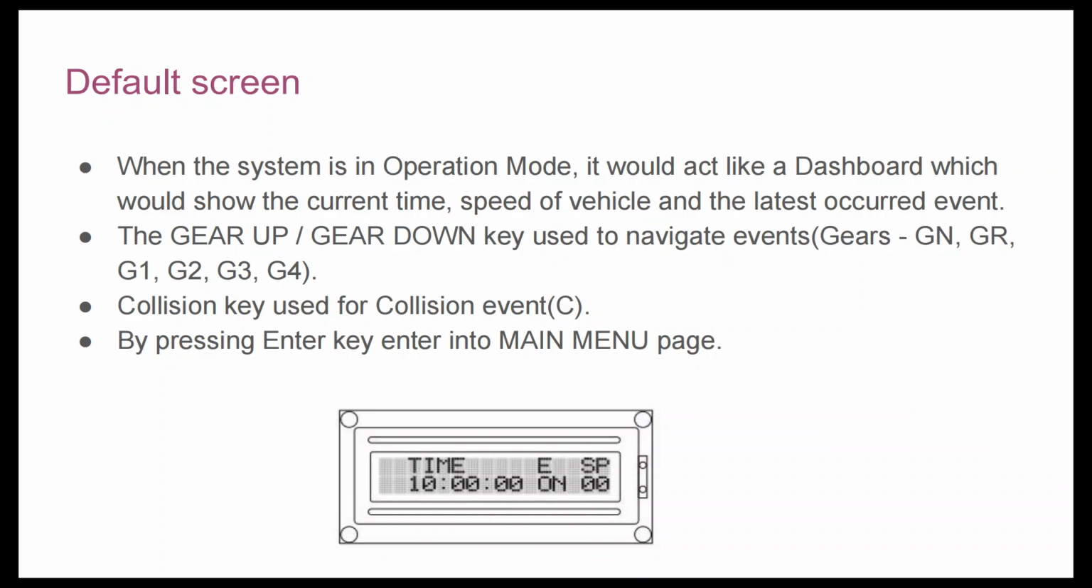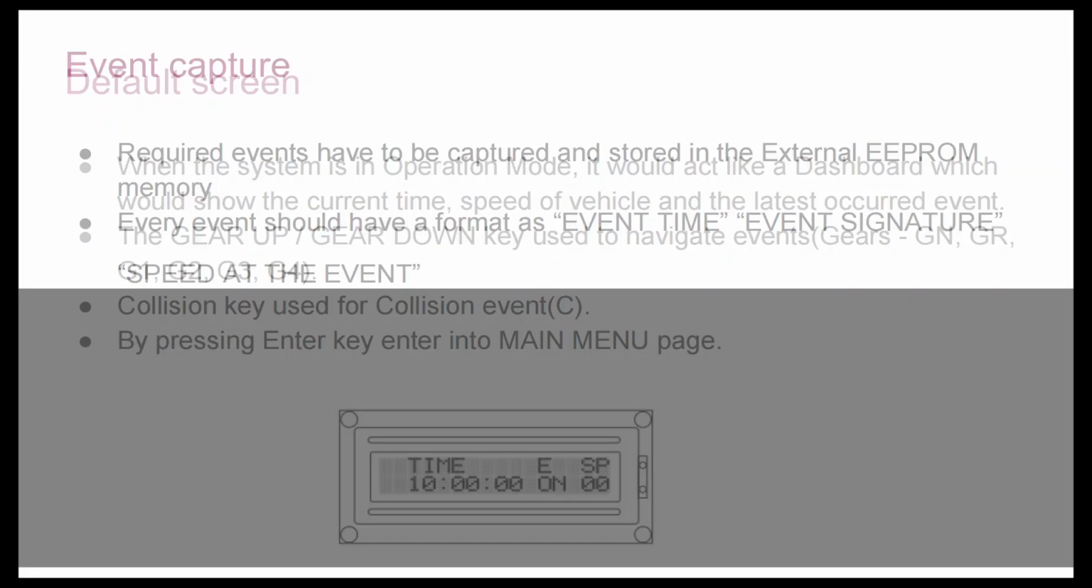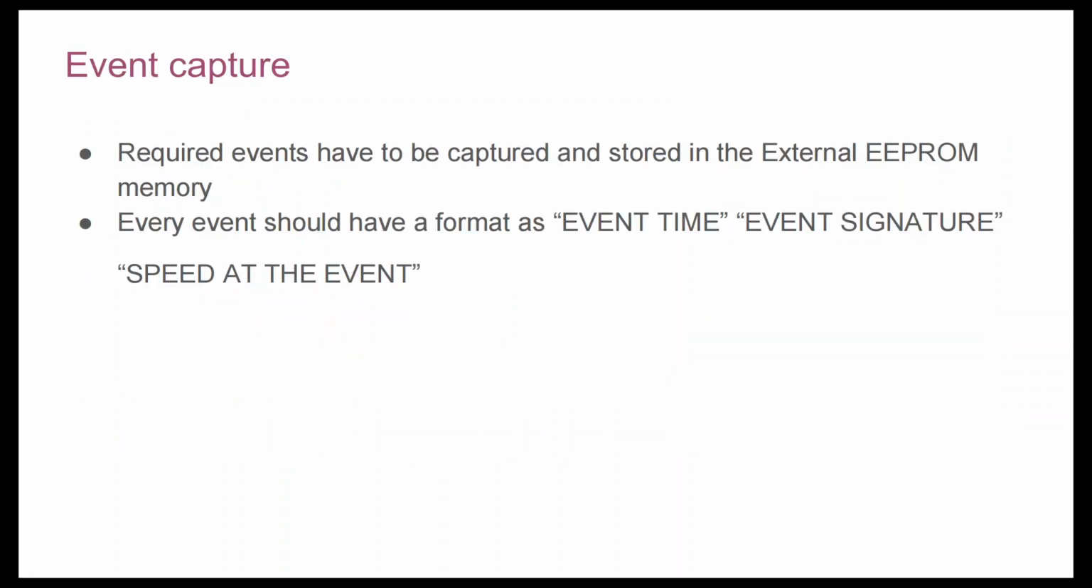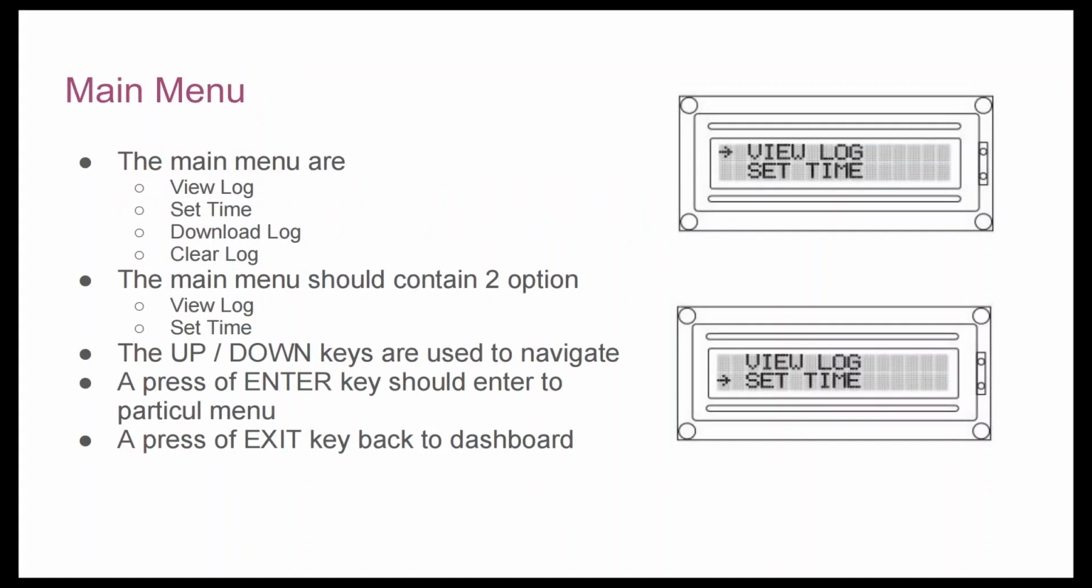Whenever I'm changing the gear or whenever the collision occurs, the event should be stored in our EEPROM. We have seen one more thing, the enter key and the exit key. While pressing the enter key in the dashboard, it should enter the menu page. And then event capture we have seen. In event capture, we need to store the data in the format of event time, event signature, nothing but what the event is, and then what the speed is at the event.